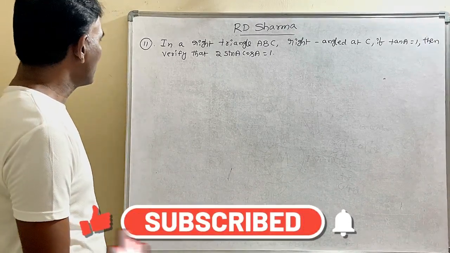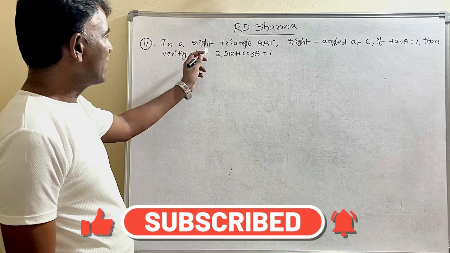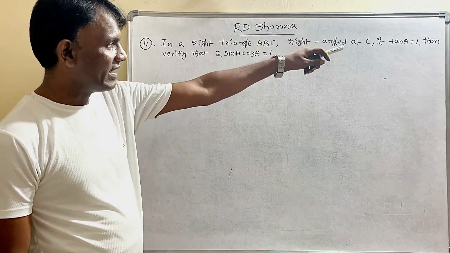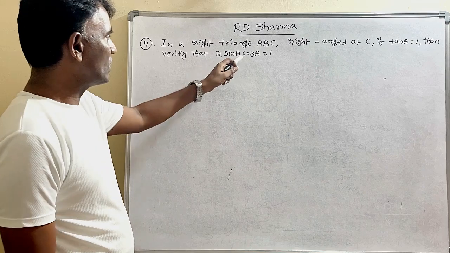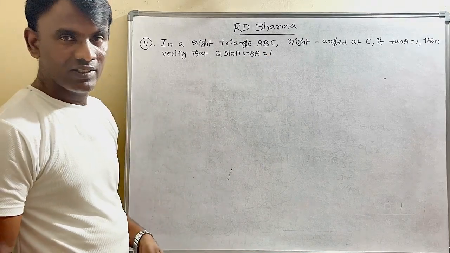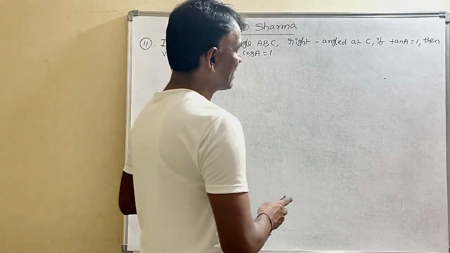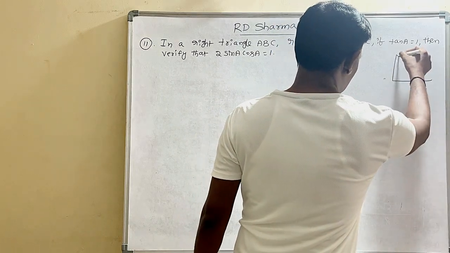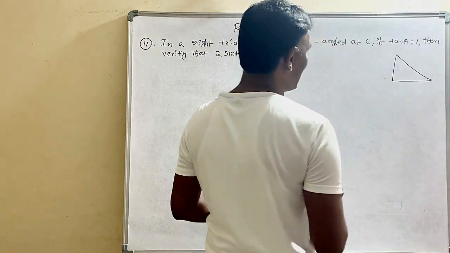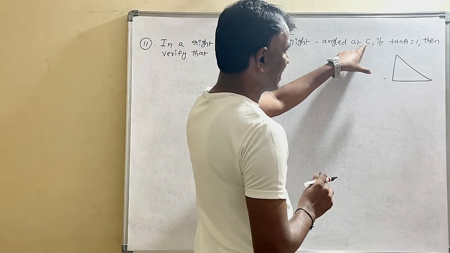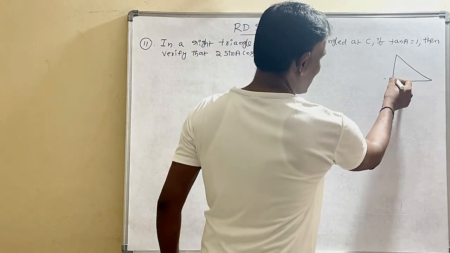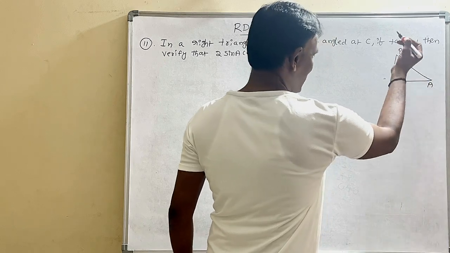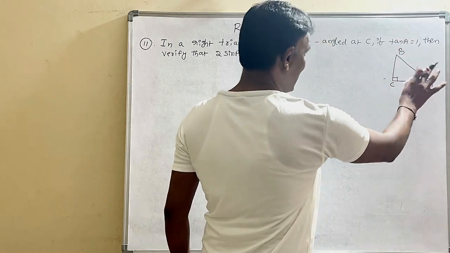Okay. Now question number 11. In a right triangle ABC, right angle at C, if tan A equal to 1, then verify that 2 sin A cos A equal to 1. So for this one, a right angle triangle is required. This is one of the right angle triangles, and the right angle is at C. Now just write here A and here B.